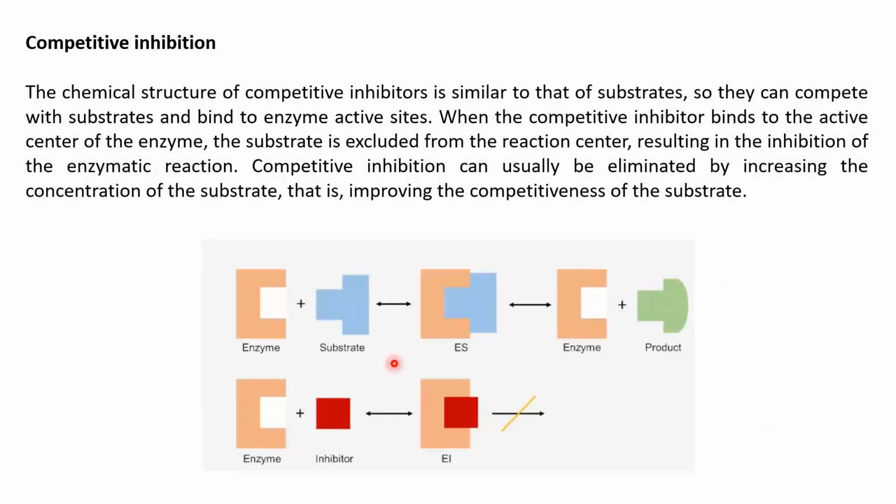So, competitive inhibition involves inhibitors that are analogs, or similar to the substrate. They can compete with the substrate and bind to the active site of the enzyme, forming the enzyme-inhibitor complex. But the name competitive itself suggests that by increasing the competition between the substrate and the inhibitor, we can restore the enzymatic activity. If I increase the substrate concentration to such a level that most of the enzymes bind to the substrate, it will result in the restoration of the activity and ultimately the product will be formed.